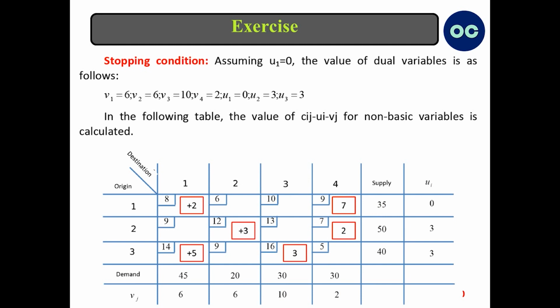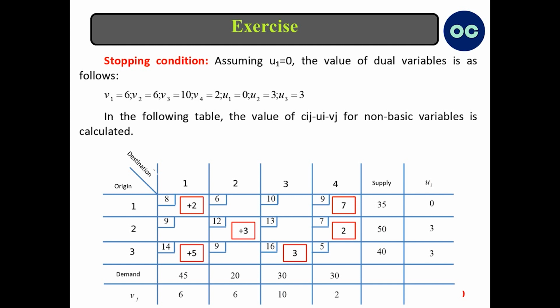In the stopping condition, we should calculate the reduced cost, Cij minus ui minus vj, for the non-basic variables. We just set u1 as 0 and calculate the dual variables as follows. So we have arrived at the optimal solution because all reduced costs are non-negative. This clearly demonstrates that the Vogel approximation method effectively guides us toward the optimal solution.